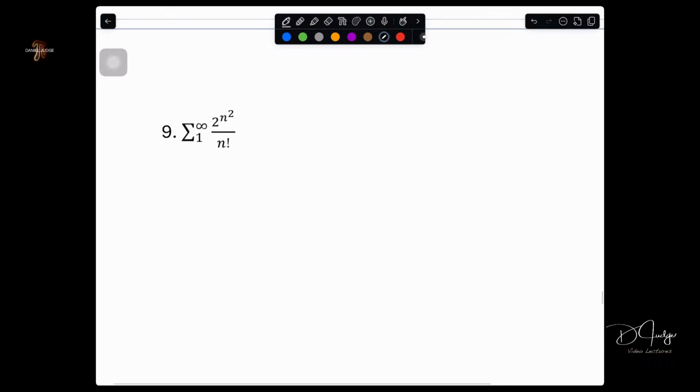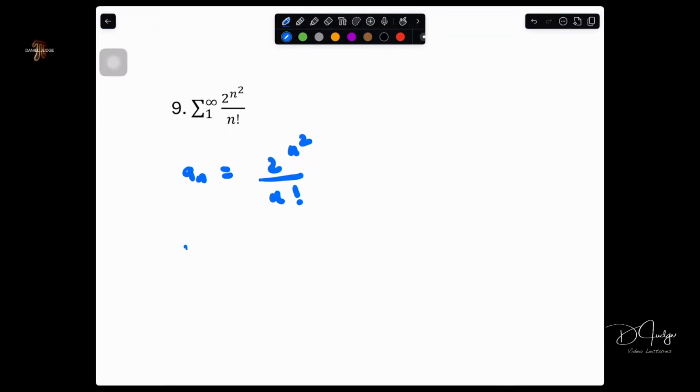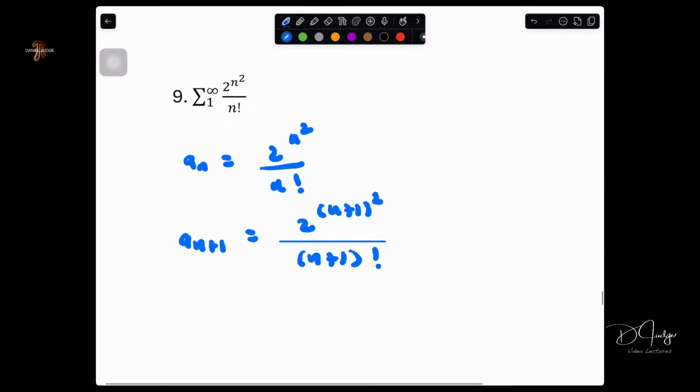All right. Okay, let's look at number 9 and see what happens here. Again, you may have an n squared term up here, but we can't use the root test. It's a ratio test. a_n is 2 to the n squared power over n factorial. The next term, a(n+1), is 2 to the (n plus 1) squared over (n plus 1) factorial.